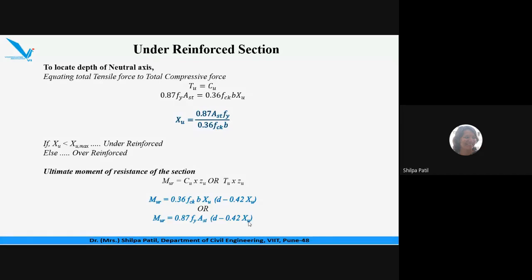Just note down the formulas. The detailed derivation you can get because I'm uploading all the notes on VOLP.